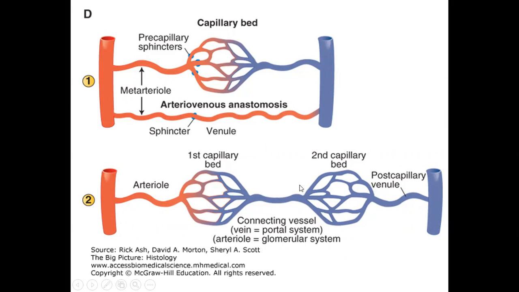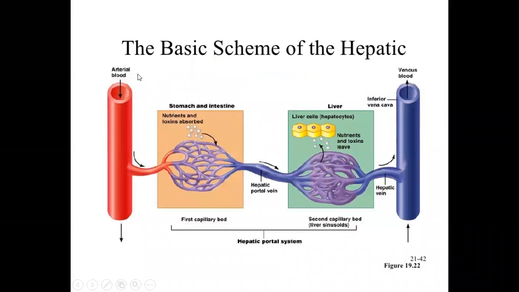Here, for example, in the portal system, you can see we have two capillary beds: the first capillary bed and the second capillary bed. In between we have the connecting vessels. So we have a different capillary bed in the case of the portal system.